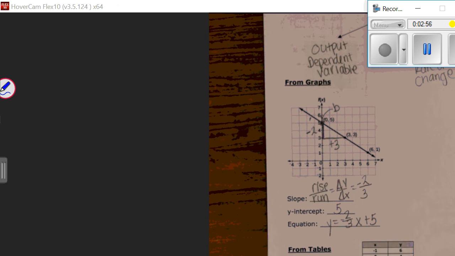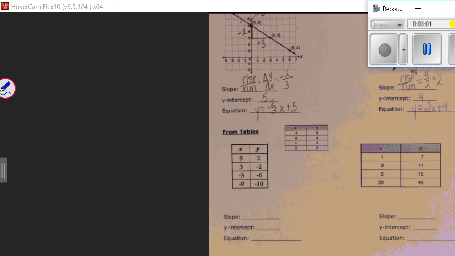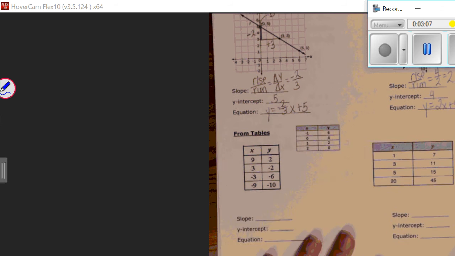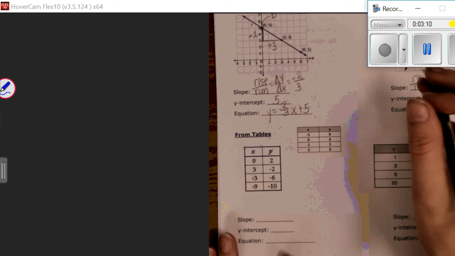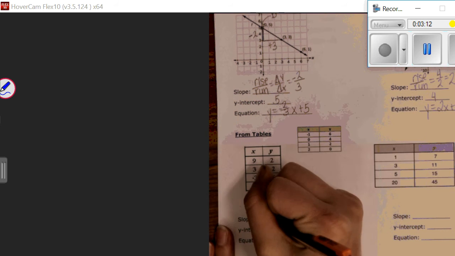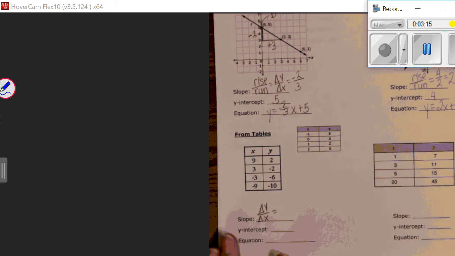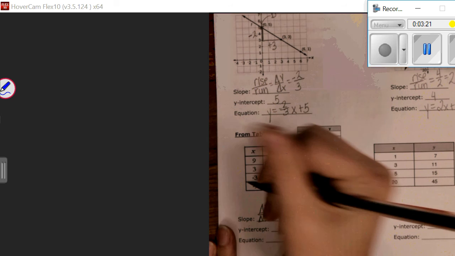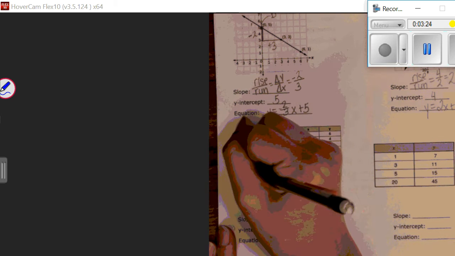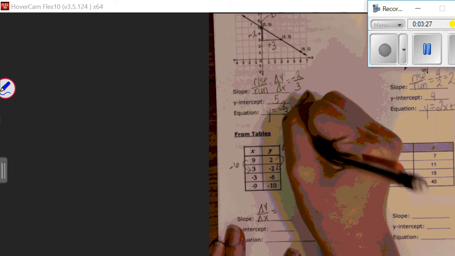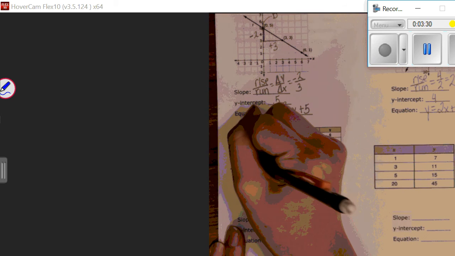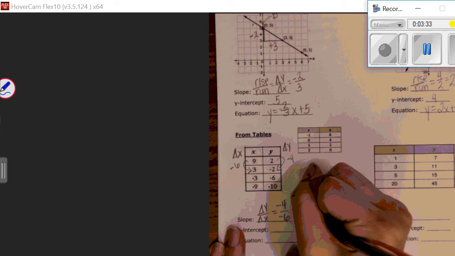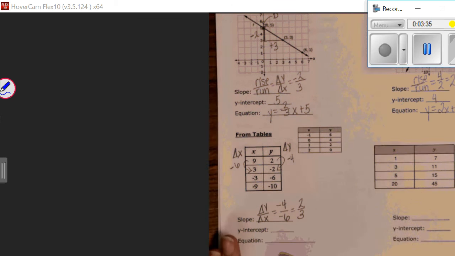Okay, so looking at our tables at the bottom, I am first going to find my slope. My slope again is change in y over change in x. If I look from 2 to negative 2, I can see it's decreasing by 4. And 9 to 3, it's decreasing by 6. So my change in y is negative 4, and my change in x is negative 6. This simplifies to 2 over 3.